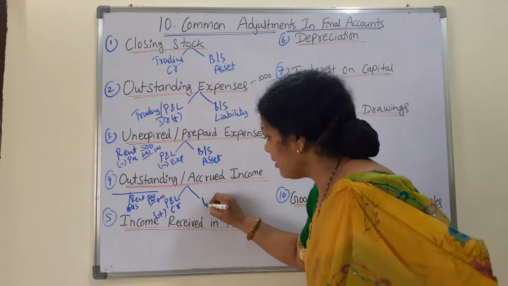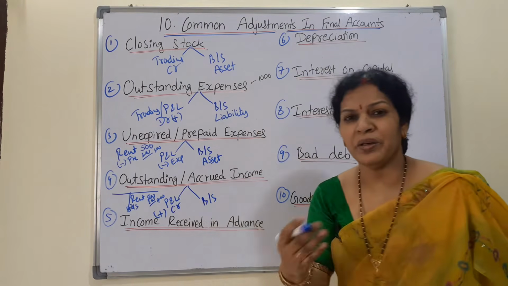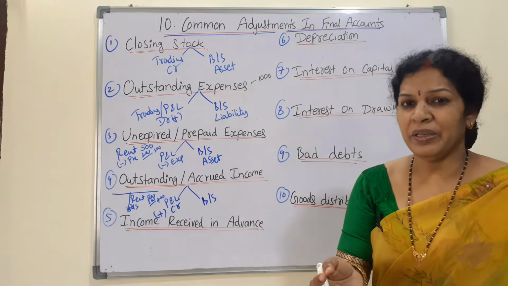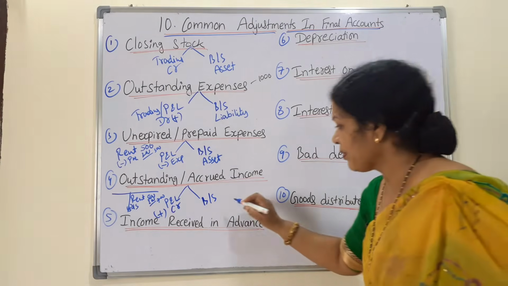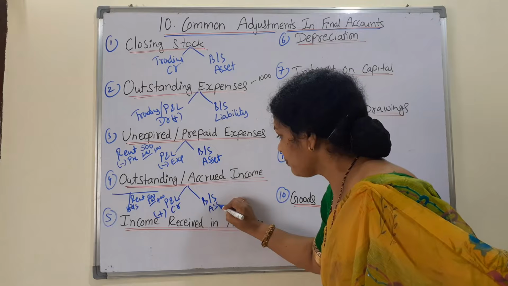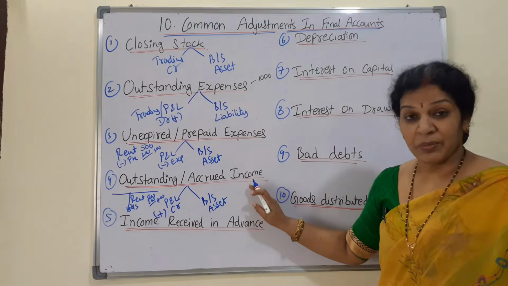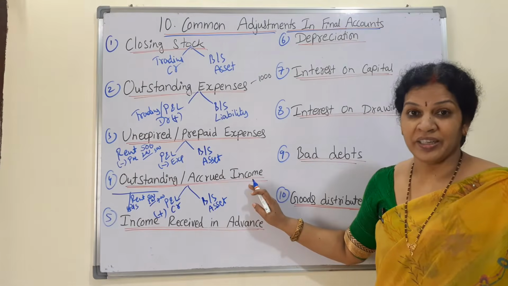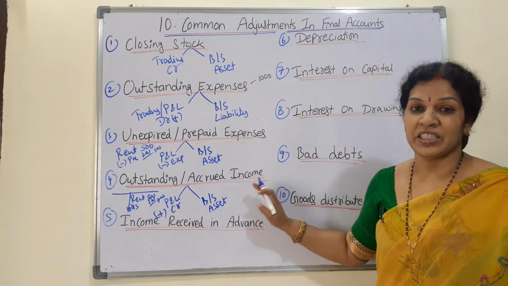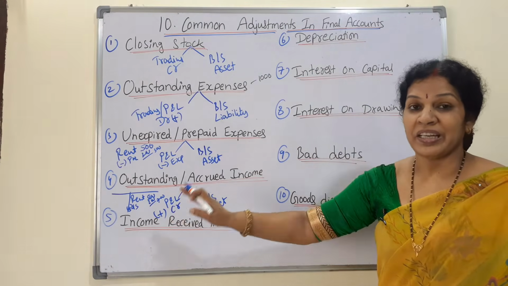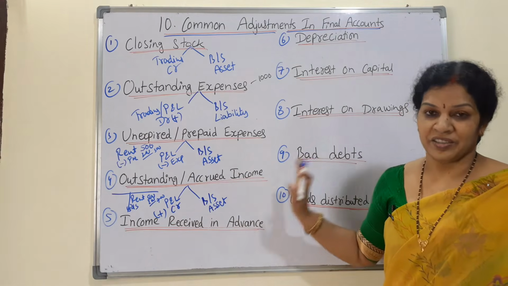This comes in the balance sheet as receivable. Tomorrow we are going to receive it, so that will be an asset, balance sheet asset. So this is receivable, accrued or outstanding income, anything receivable: P&L account credit side will add, balance sheet asset.